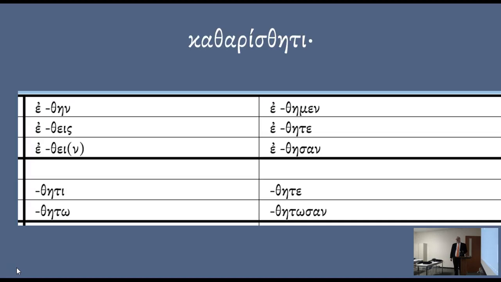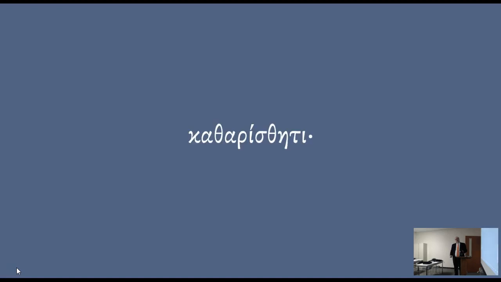Katharisthēti. Can you tell this is your aorist passive imperative? I am willing. Be cleansed. He didn't say cleanse yourself. He gave a command, be cleansed. And this is the same person who said to the darkness, let there be light. And when he says, let there be light, there was light, and God saw the light was good, and God separated the light from the darkness. The same God who said that is the God who says, in Jesus, you are righteous.